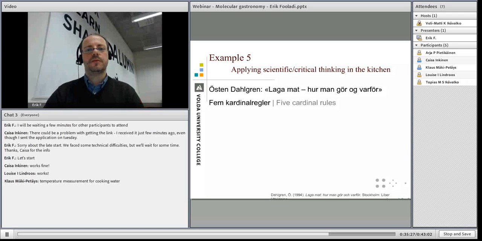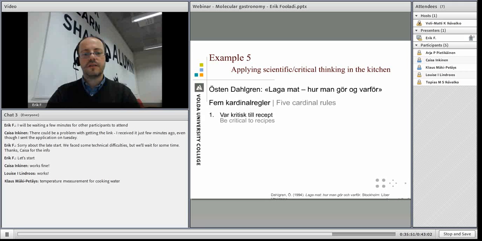He had five basic rules or cardinal rules for cooking. And the book is called Cooking, How You Do It and Why. So it's very close to the thinking of what I would say is molecular gastronomy. The first is be critical to recipes.